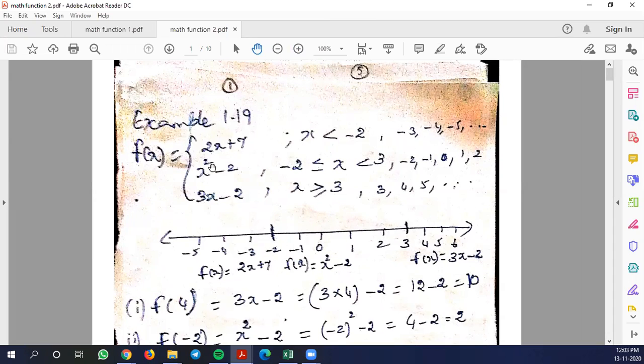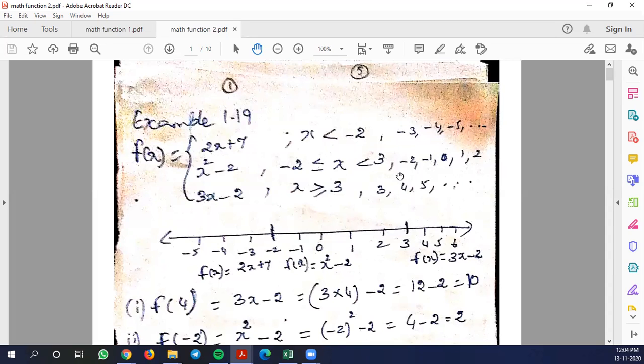So here, if the function is 2x plus 7, then x is less than minus 2. Coming to the number line, here x is less than minus 2. Here the equal to sign is not there, so this minus 2 is not included in the set, and the values of x less than minus 2 are minus 3, minus 4, minus 5, etc. That we have tried first.